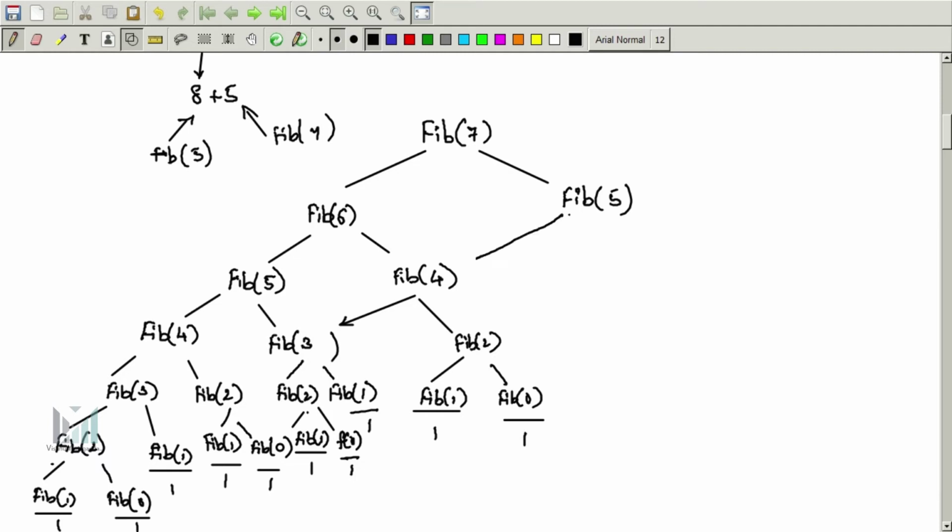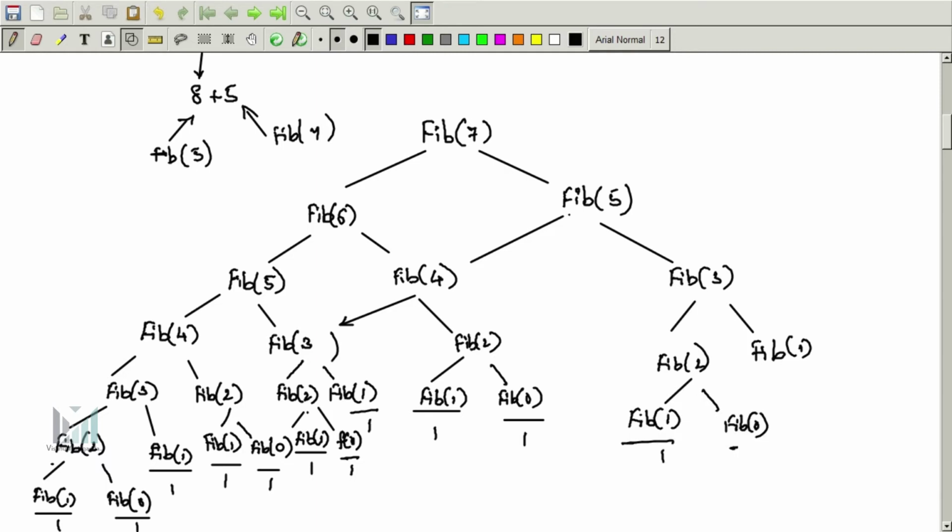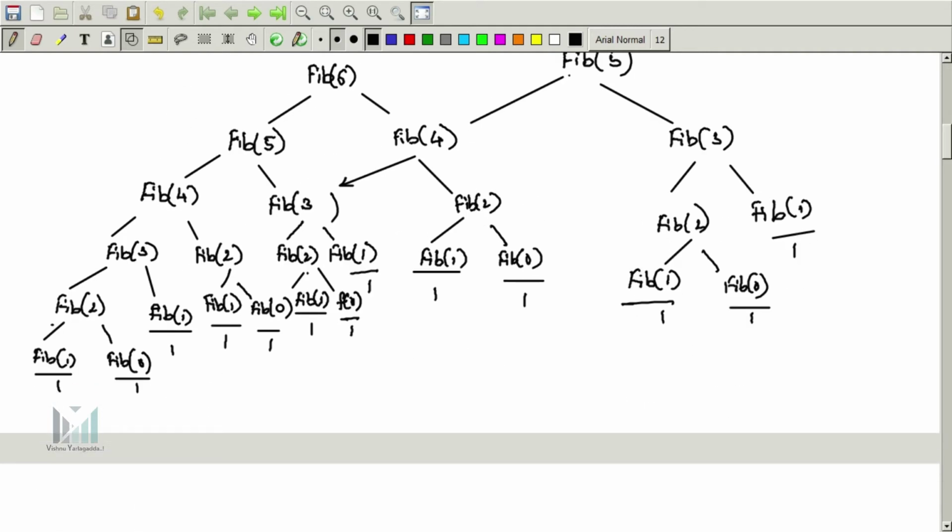So fib of 5 is fib of 4 plus fib of 3. Fib of 3 is fib of 2 plus fib of 1. This is fib of 1 plus fib of 0. This is 1, this is 1 and this is 1. Now you can see 1 plus 1 is 2 here. Fib of 2 is 2, fine. All the time it is 2.